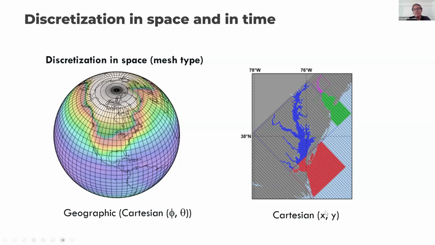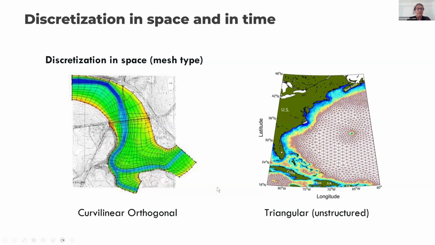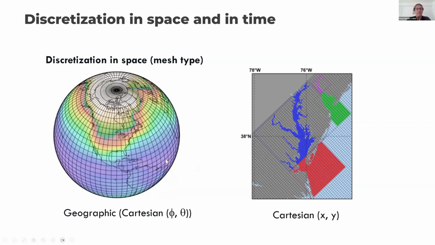It can be Cartesian, orthogonal Cartesian. It can be curvilinear orthogonal. It can be triangular and structured. By the way, all the former are structured. These are all structured because each cell in the grid can be identified by indices. Okay, so we have an index I and J and K, and with those numbers we know exactly which cell we are talking about.